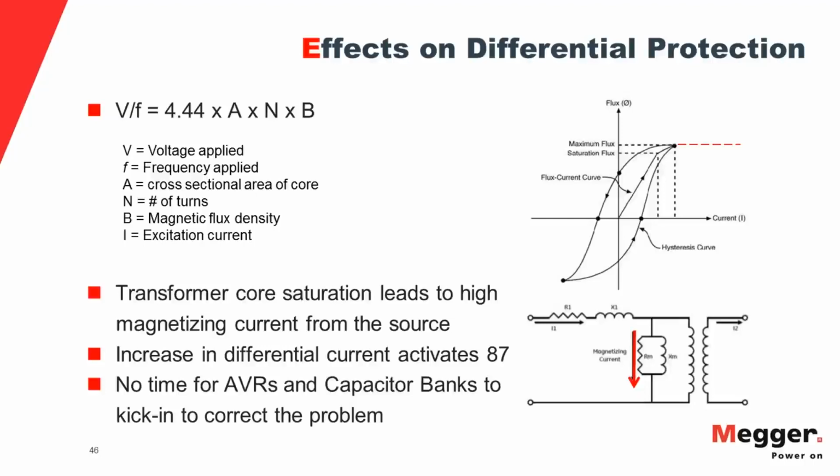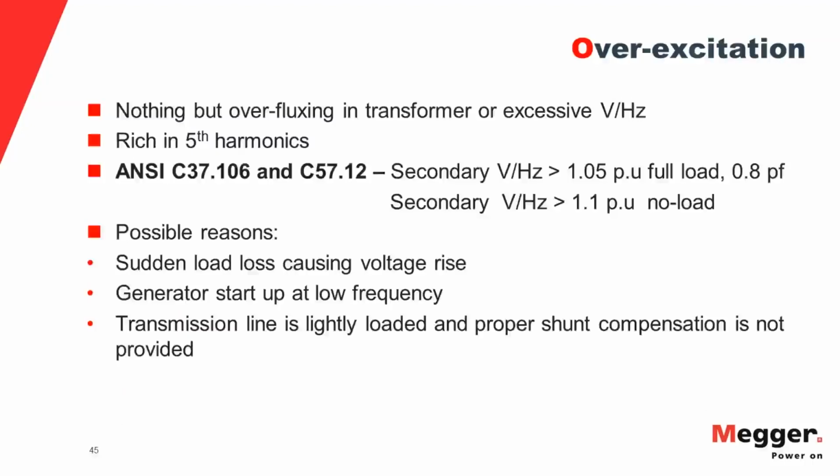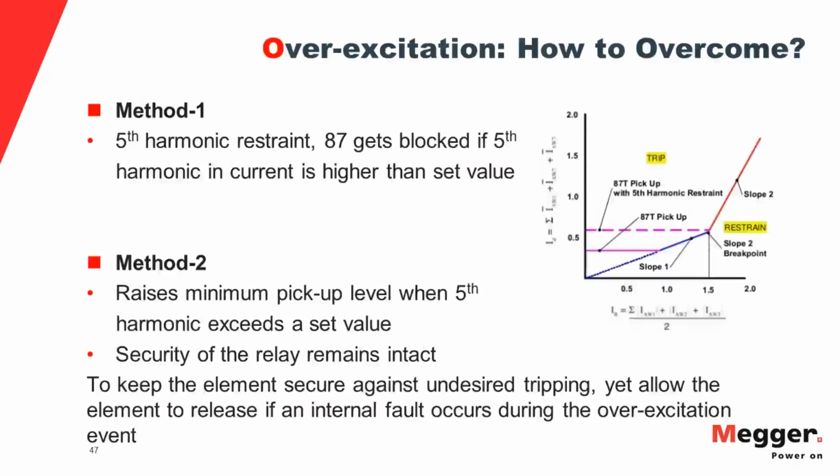Method one says, if my fifth harmonic current goes beyond a certain number compared with the fundamental current, I would declare 87 to block. So that's exactly what we want. We don't want differential to operate for over-excitation conditions.